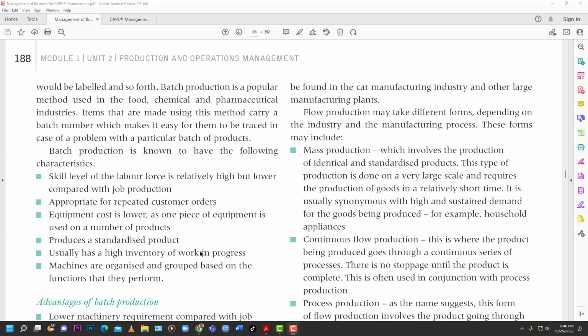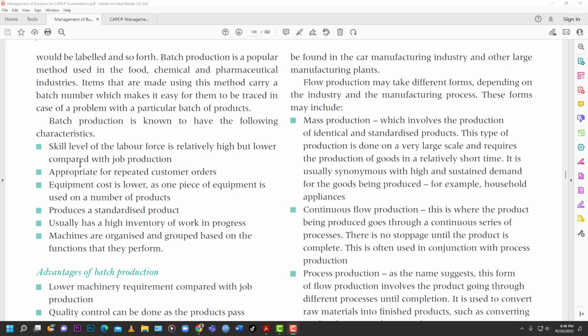Okay, good. Then these are some characteristics of batch production. The skill level of the labor force is relatively high, but lower compared to job production, because you still need people to man all those things. People need to know how to mix the brew and carry out work using machinery. But it's still not as high as job production. It's appropriate for repeat customer orders. Equipment cost is lower, as one piece of equipment is used on a number of products. It produces a standardized product. Think about Coke, Pepsi, Sprite, all of them coming in batches.